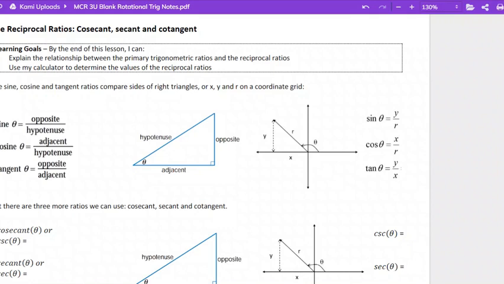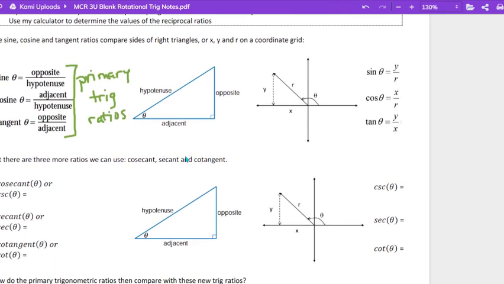Okay, so we've got our primary trig ratios. These are the primary trig ratios. And then for each primary trig ratio, there is a reciprocal. Meaning if I take sine, I can flip it and get a reciprocal. So let's look at them. The reciprocal for sine is called cosecant.